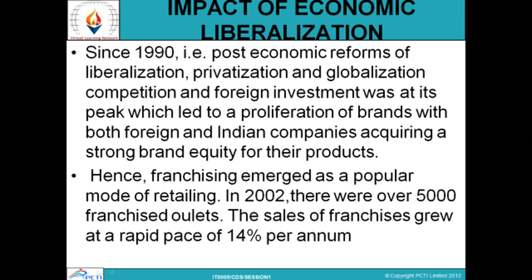Impact of economic liberalization. Since 1990, that is post-economic reforms of liberalization, privatization and globalization, competition and foreign investment was at its peak, which led to proliferation of brands with both foreign and Indian companies acquiring a strong brand equity for their products. Hence, franchising emerged as a popular mode of retailing. In 2002, there were over 5,000 franchised outlets. The sales of franchises grew at a rapid pace of 14% per annum.